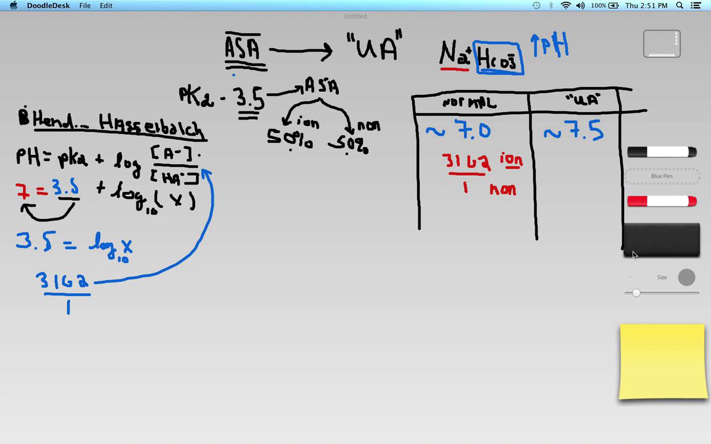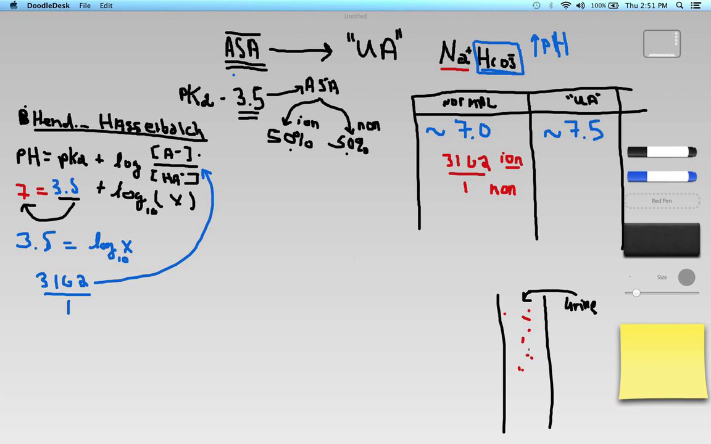So if we're looking at just a basic example, in the kidney tubule here, this is the urine that's being produced. The urine in here is telling me that for every part of that aspirin that is non-ionized, there will be 3,162 parts that are ionized.